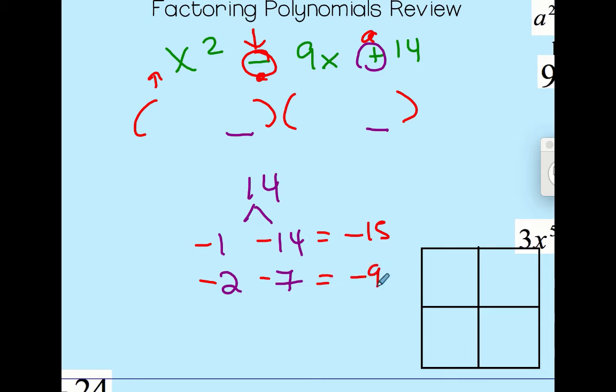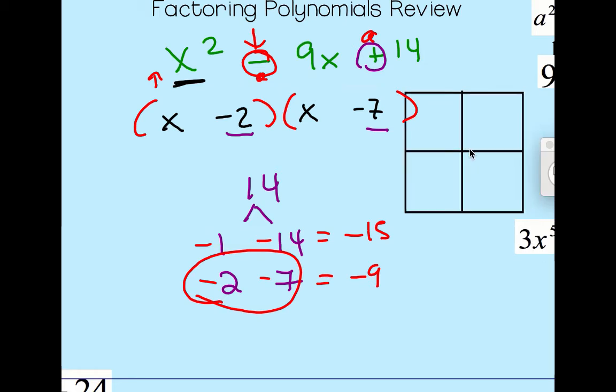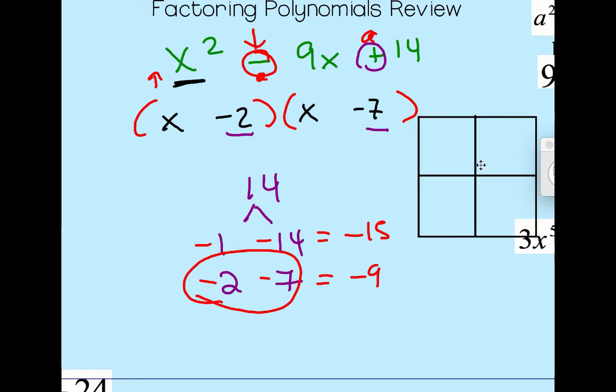So what's the pair of numbers I need? Negative 2 and negative 7. So I'm going to put in my negative 2 and my negative 7. And because this is just x squared, the only way I can get x squared is by multiplying x times x. And if I use FOIL and do all that multiplication, I'm going to reintroduce that little multiplication box.